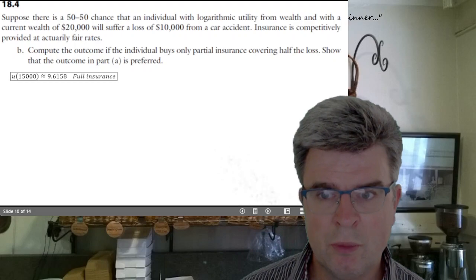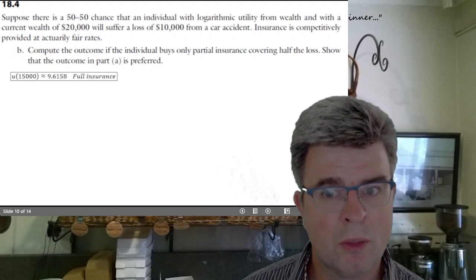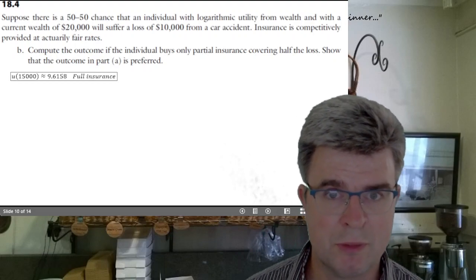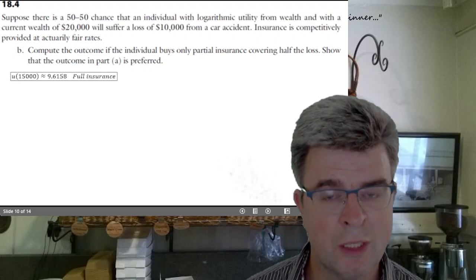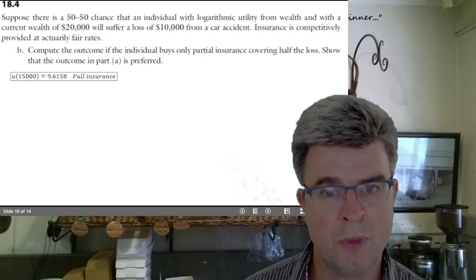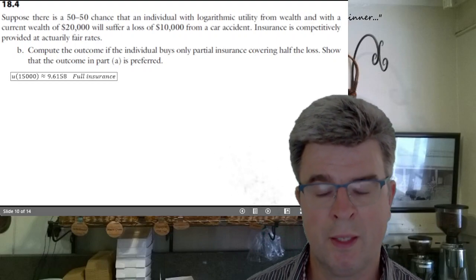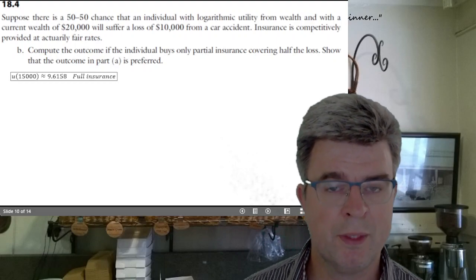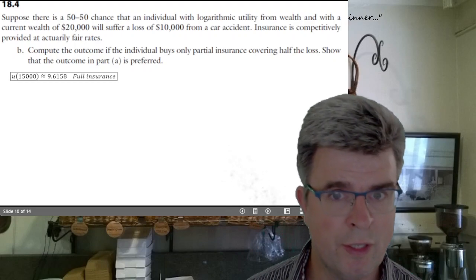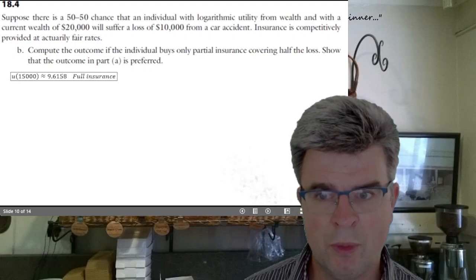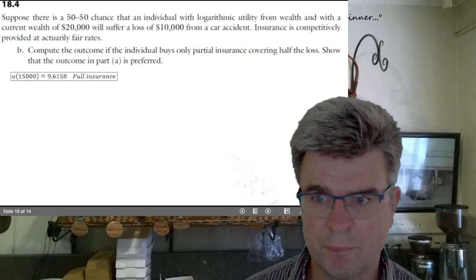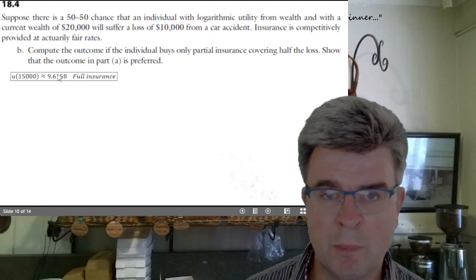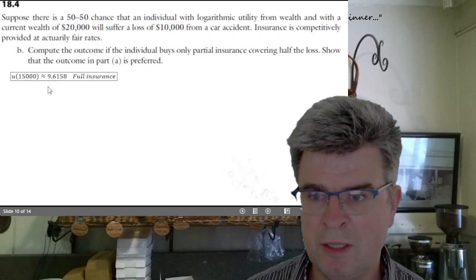In question B, we need to compute the outcome if the individual only buys partial insurance, which covers half of the loss. So the loss, if it happens, is still 10,000, but with partial insurance he will only get in that state of the world 5,000 from the insurance company. And again, the premium that he needs to pay for this partial insurance is a fair premium. We need to show that the outcome that we computed in exercise A is preferred to the one that we will compute here. So I reiterate the outcome of exercise A to make the comparison easy.